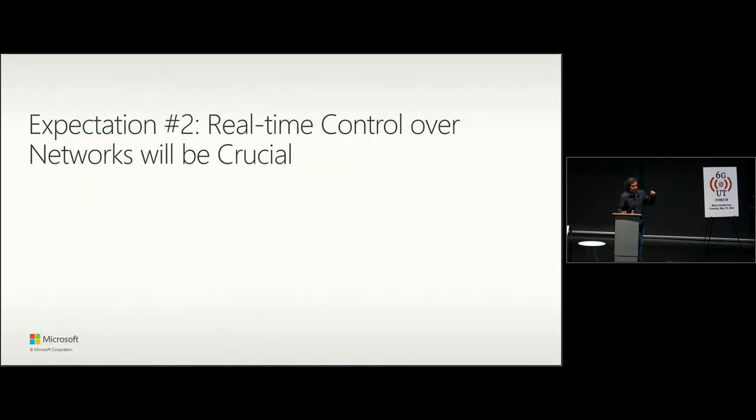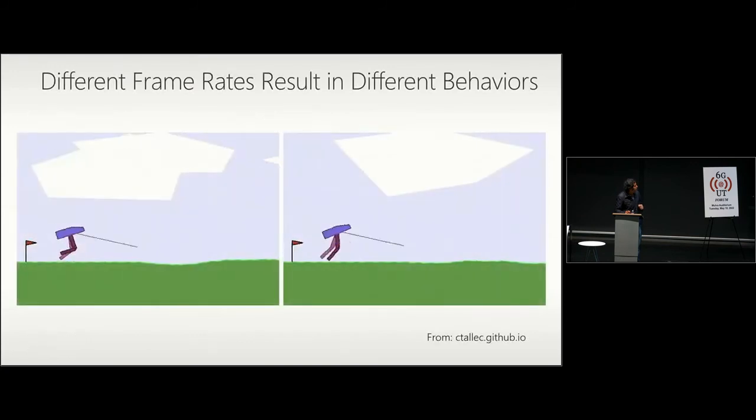So the first thing that I talked about was deep ML. The second thing is that real-time control over networks will be crucial. It's extremely crucial for the application that I am looking at. And I'll give you a few examples why the current paradigm of reasoning in the cloud and sending the control commands back to us is kind of suboptimal, right?